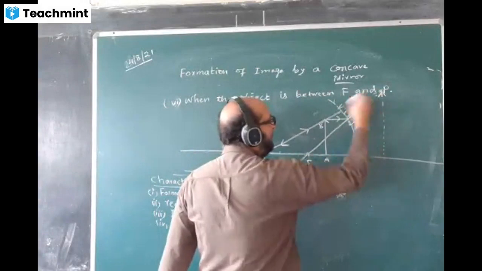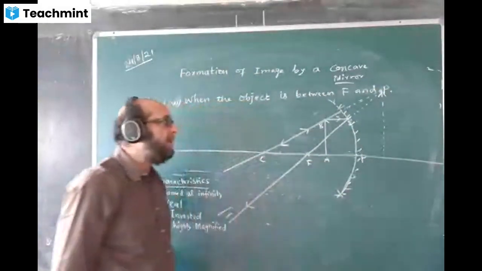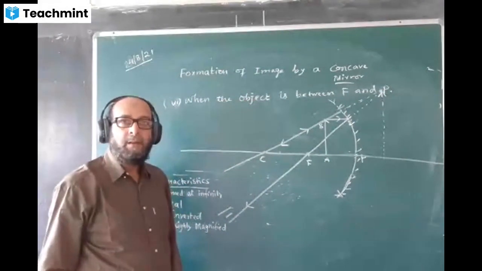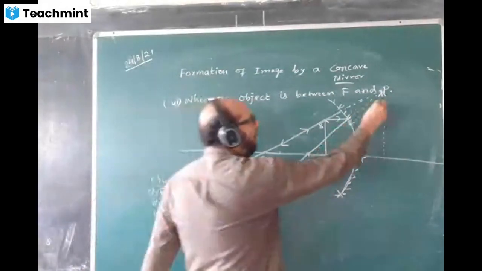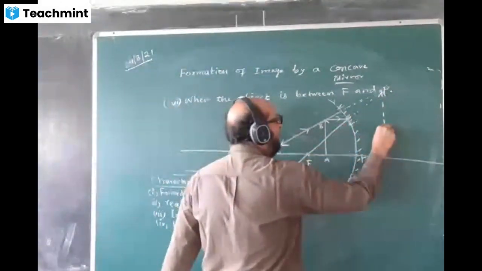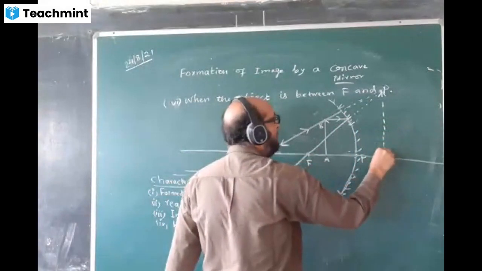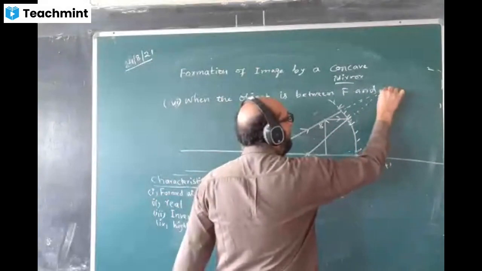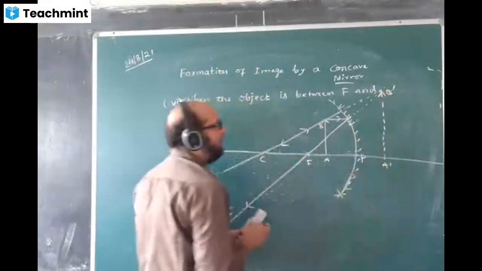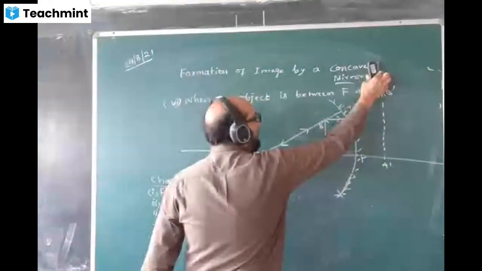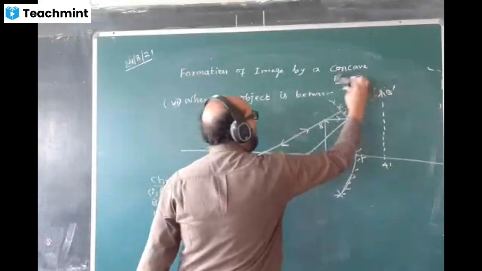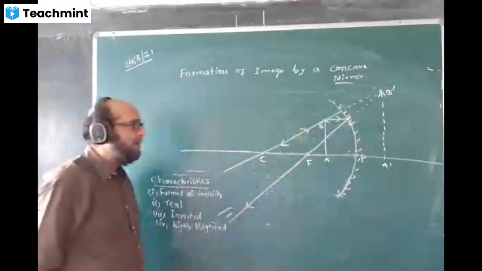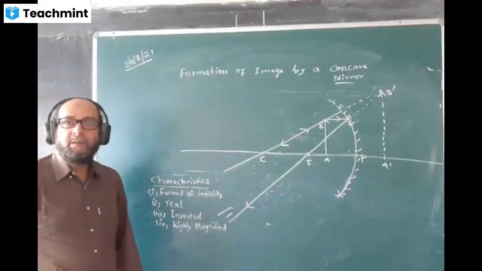Because the rays are not actually meeting, they are appearing to meet by dotted, imaginary lines. Here also we will be drawing the dotted line. Image is virtual here. The name of the image is A dash B dash. A dash B dash. Have you understood, boys?